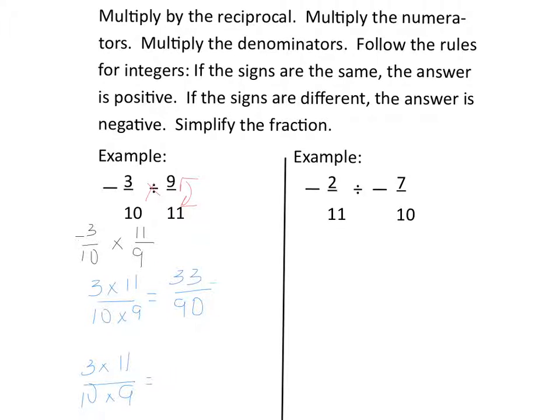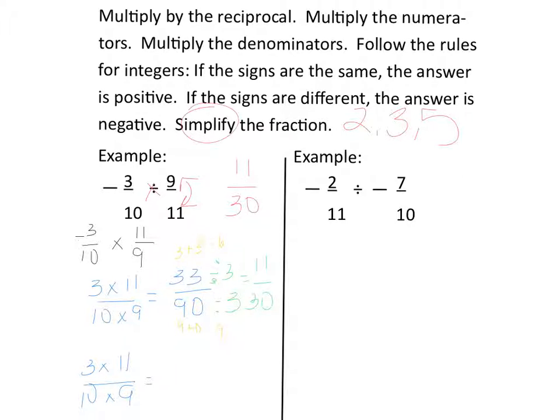We can simplify by 3. Remember that you want to check 2, 3, and 5. When you're simplifying, you're checking by 2, 3, and 5. We can simplify by 3 because 3 plus 3 is 6, and 9 plus 0 is 9, and 3 goes into 6 and 9. So 33 divided by 3 is 11, and 90 divided by 3 is 30. So we know that the answer is 11 over 30.